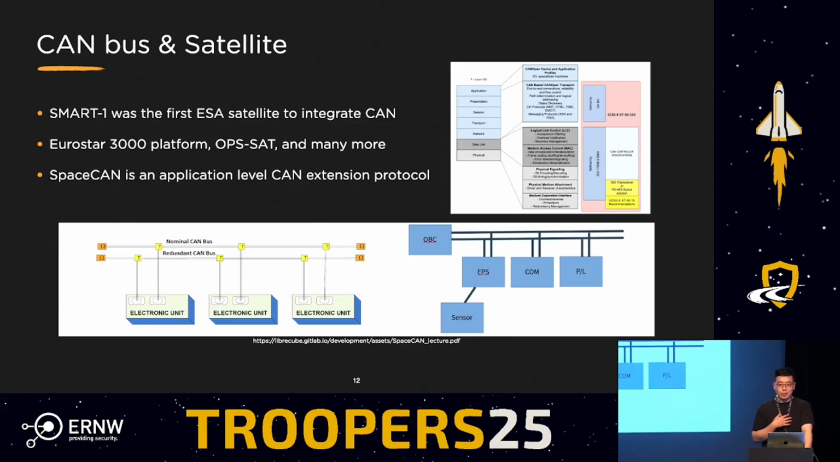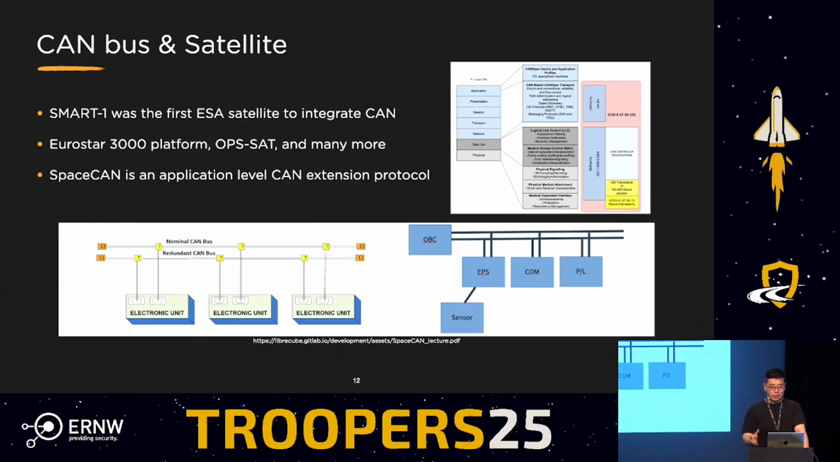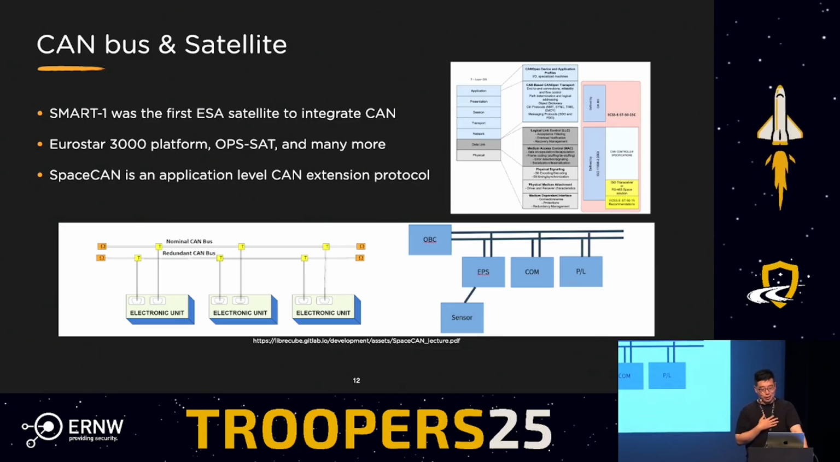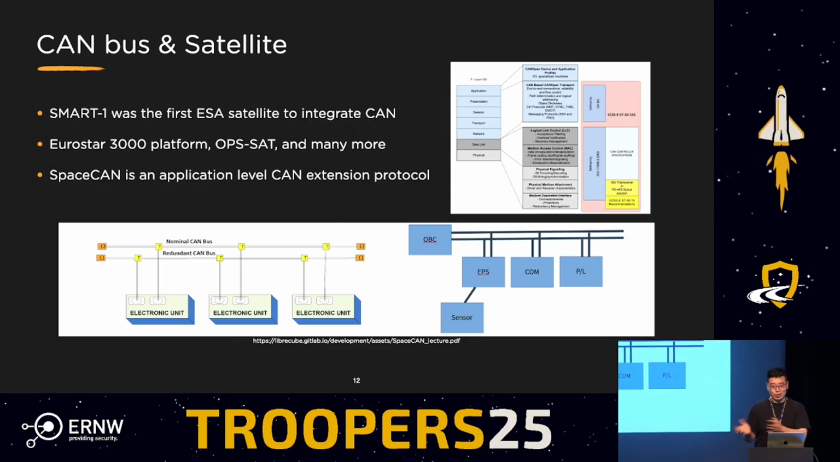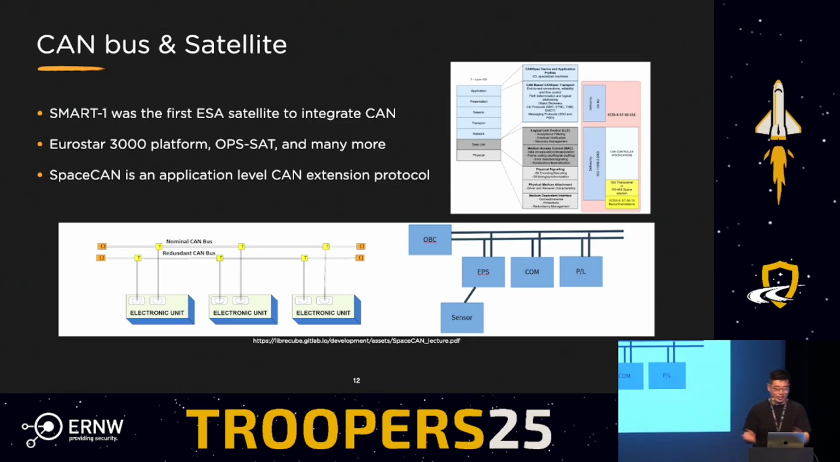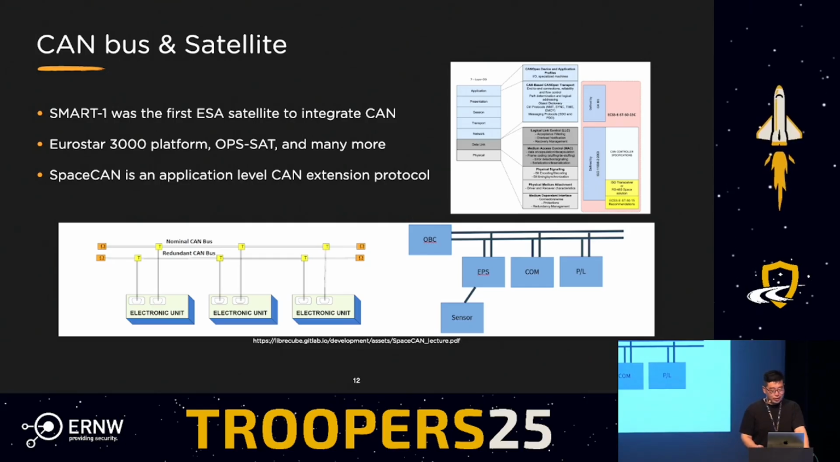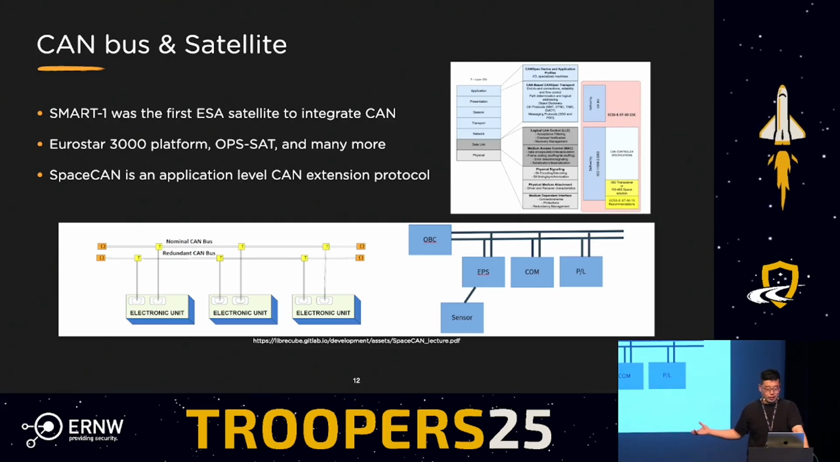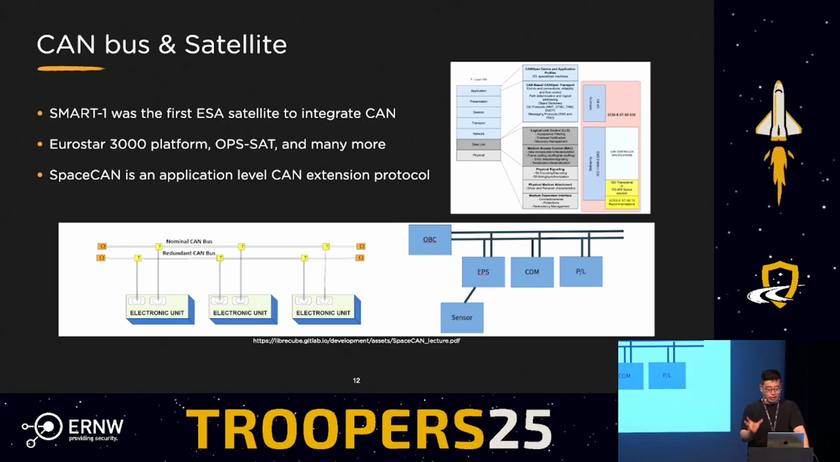The first time I realized that CAN bus is also used in satellites, I was pretty surprised, because most of the time I heard about CAN bus in the security domain, it was about car hacking or something, right? Actually, CAN bus is also used in satellites and is pretty general. You can see on your right-hand side how the CAN bus works in satellites. There will be a master, the onboard computer, OBC, and two buses connecting to different electric units.